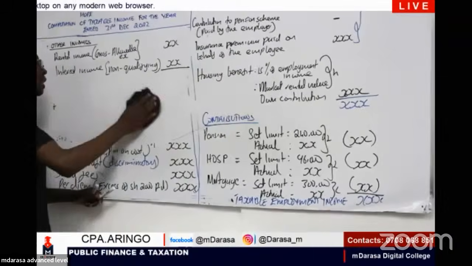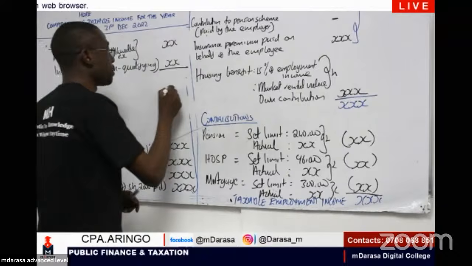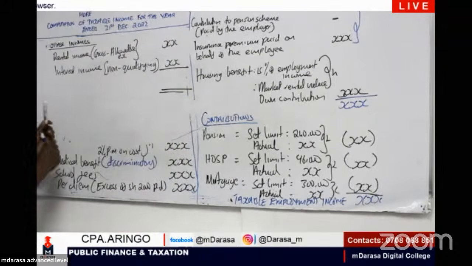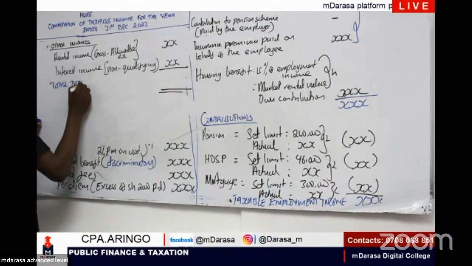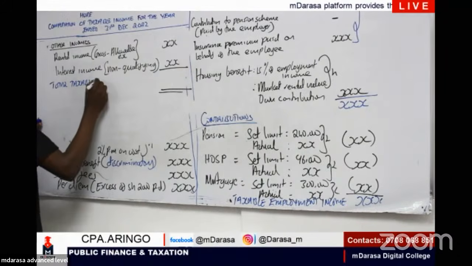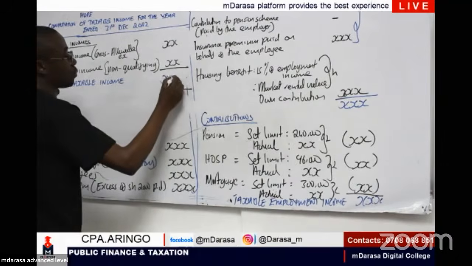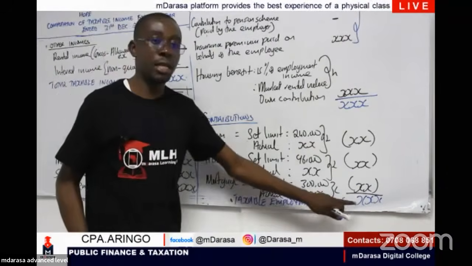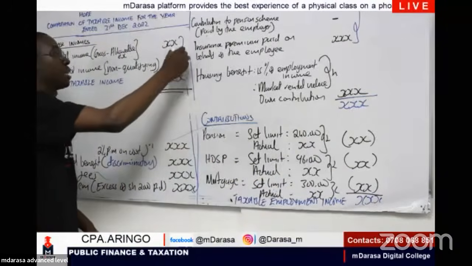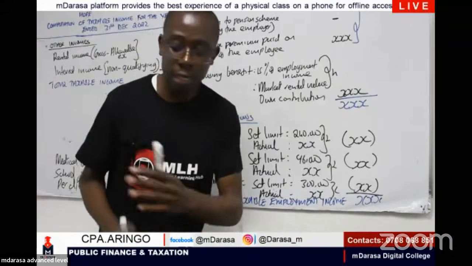So that as at the end of the day, my good students, we are going to determine our total taxable income. We take our taxable employment income, we add other incomes to determine our total taxable income.